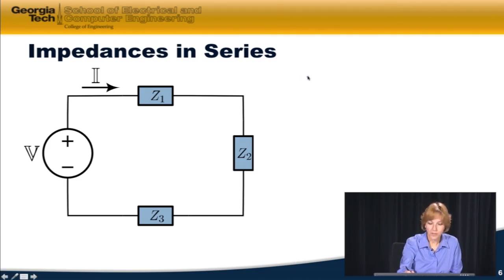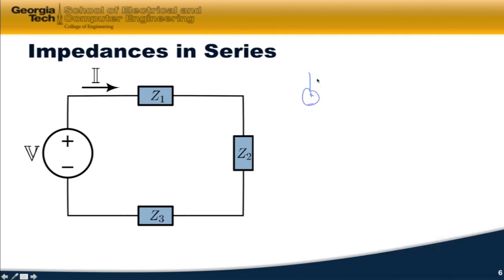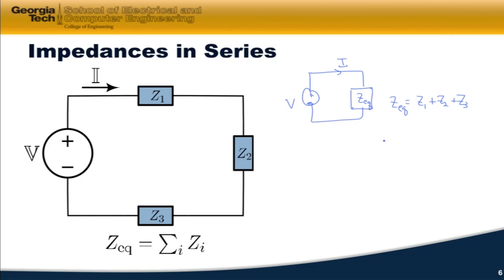So this circuit is equivalent to a circuit with one impedance, and that impedance is equal to the sum of the other ones, Z1 plus Z2 plus Z3. So impedances in series, they just add. So it could be 3, it could be a lot more than 3. It's just a summation of all the impedances in the series become our equivalent impedance.